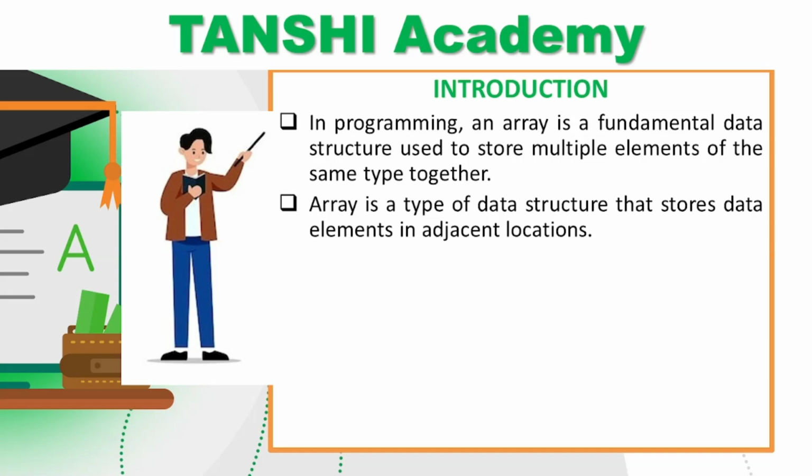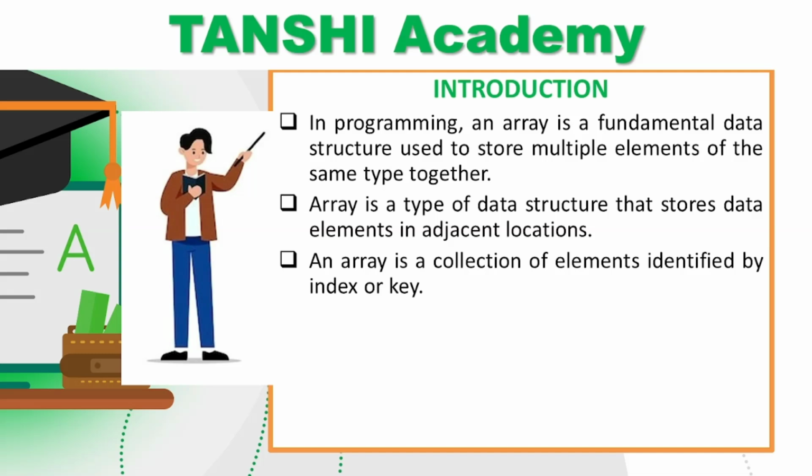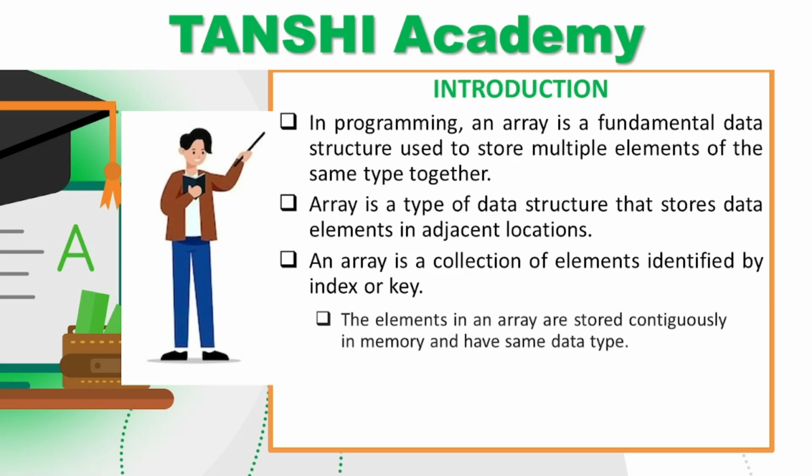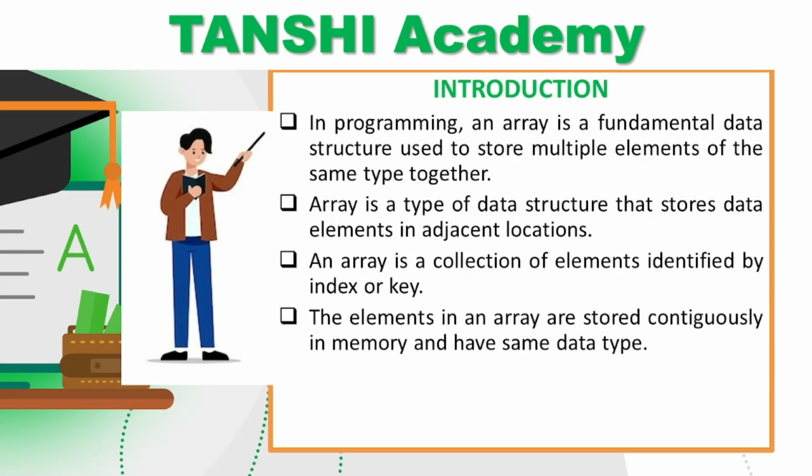Secondly, an array is a type of data structure that stores data elements in adjacent locations. Okay, so if you want to store data elements in an adjacent location, you can use an array. An array is a collection of elements identified by index or key. So every element in an array can be identified by its index or a key. The elements in an array are stored contiguously in memory and have the same data type. Which means that they're stored in the same memory location and they have the same data type.